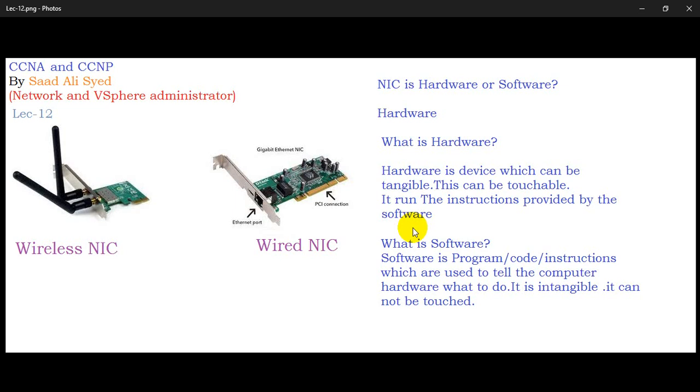First question is what is hardware? Hardware is a device which is tangible, which means it can be touched. It runs the instructions provided by the software. When software gives the instruction, then this hardware accepts and acts on that. What is software? Software is a program or code or instructions which are used to tell the computer hardware what to do. It is intangible, it cannot be touched. It means software cannot be touched and hardware can be touched. Hardware does what software says, and software is just instructions which tell computer hardware what to do. So this was about hardware and software.